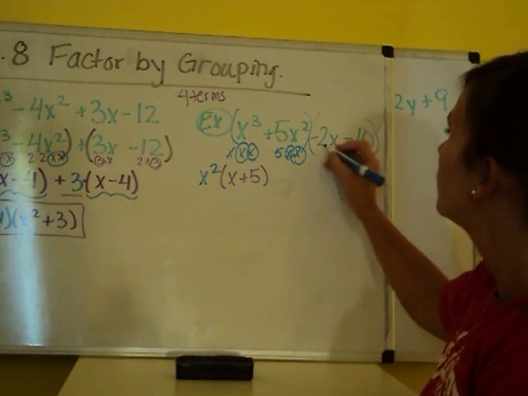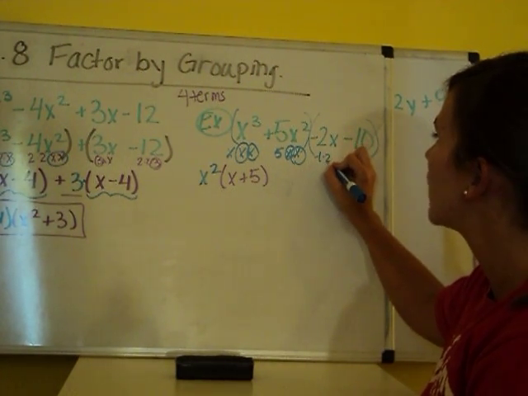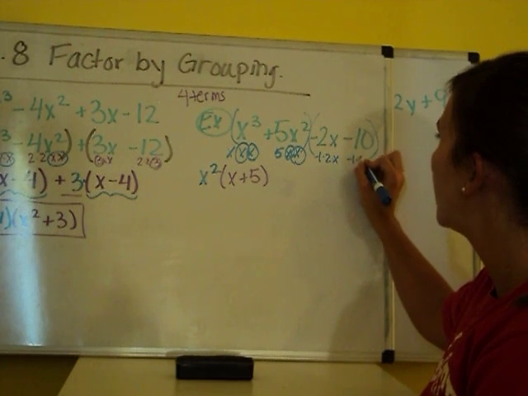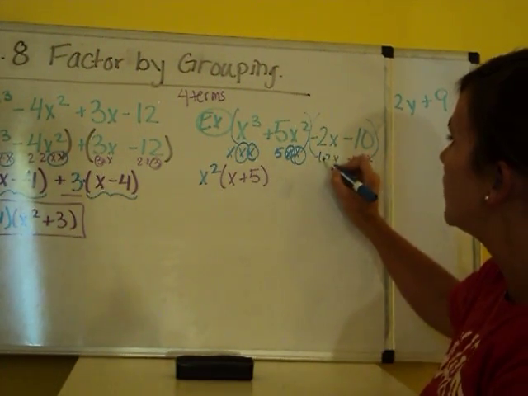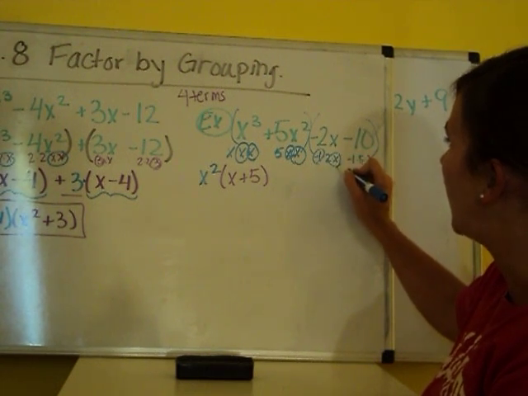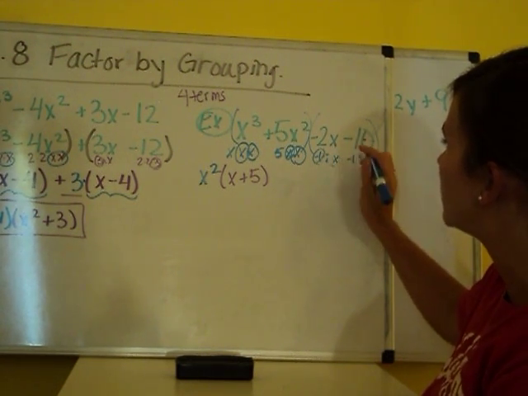Over here, we have a negative 1 times 2 times x, and we have a negative 1 times 5 times 2. Okay, both of these are sharing a negative 1 and a 2.